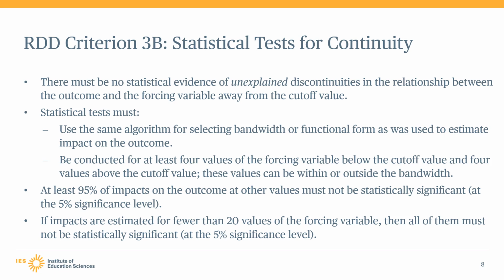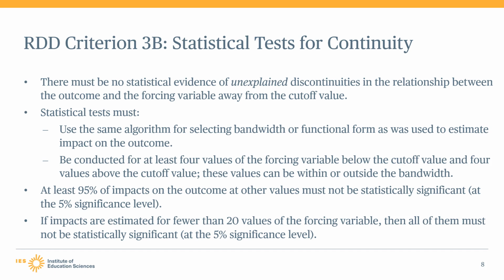So, for RDDs that use a bandwidth, the bandwidths at the other values of the outcome forcing variable relationships may be different than the bandwidth at the cutoff. Similarly, for RDDs that use a fit statistic to select the best functional form, the functional form selected for other values of the outcome forcing variable relationship may be different than what was selected for the cutoff, as long as the authors use the same fit statistic for the other cutoffs.